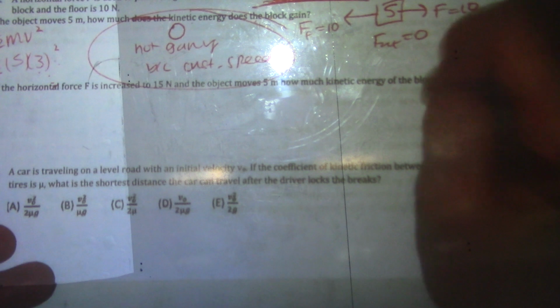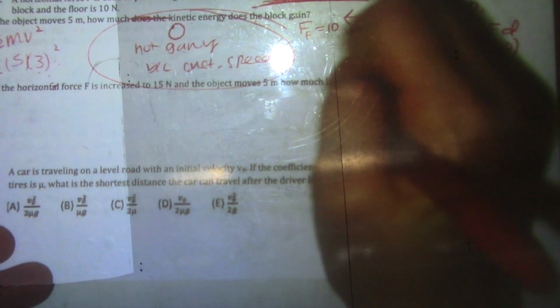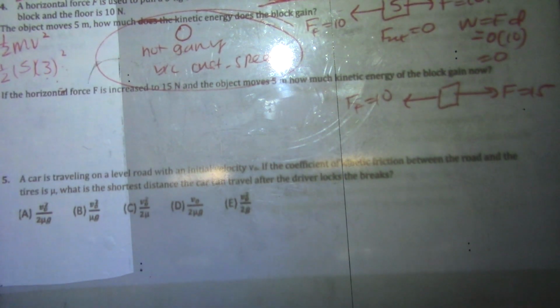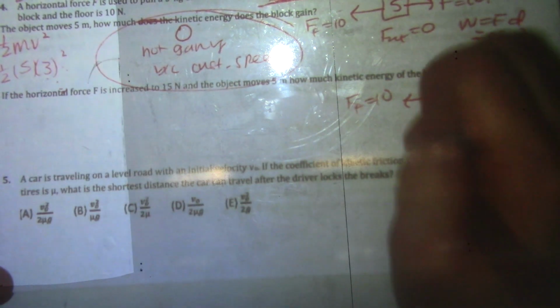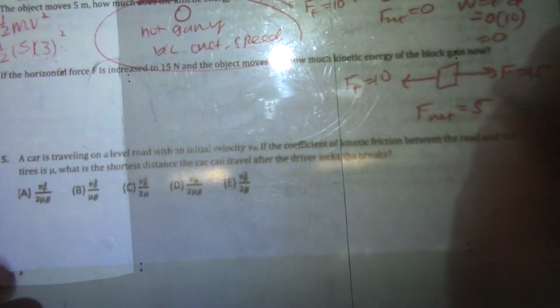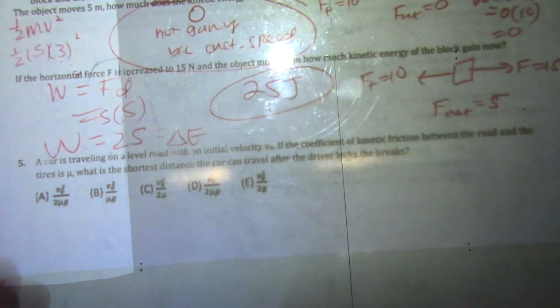Now, if that horizontal force were increased to 15 newtons, right? If I have an applied force of 15, but I still have the same friction, because I didn't say friction was increased, how much kinetic energy would it gain now over 5 meters? So now I have a net force of 5, not 15. So my net work would be force times distance, which is 5 times 5, which is 25. So that is the work done. Work is also the change in energy. So how much energy did I just gain? I just gained 25 joules.